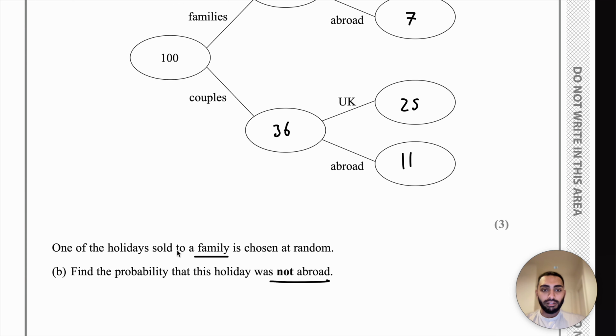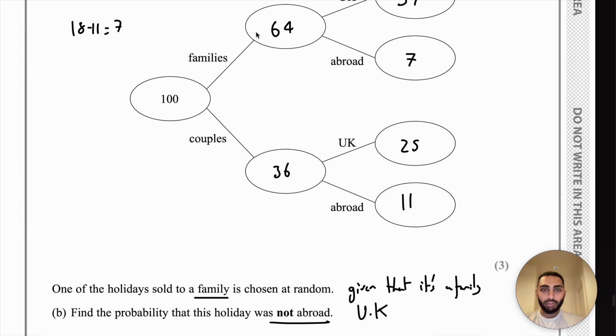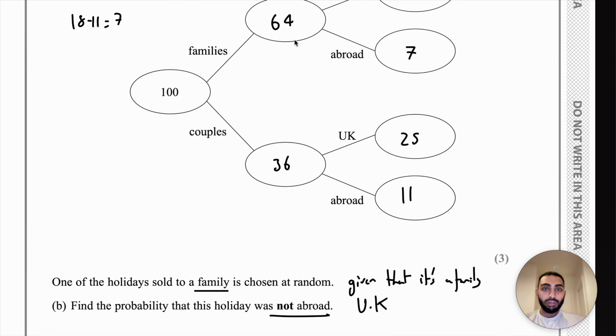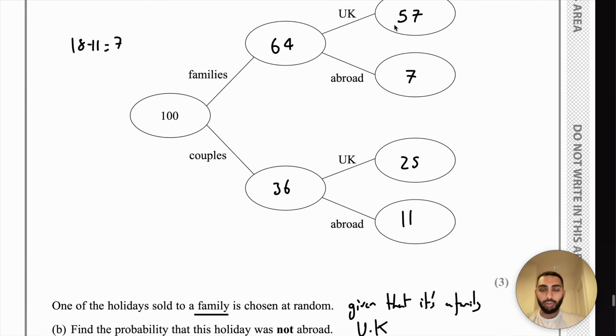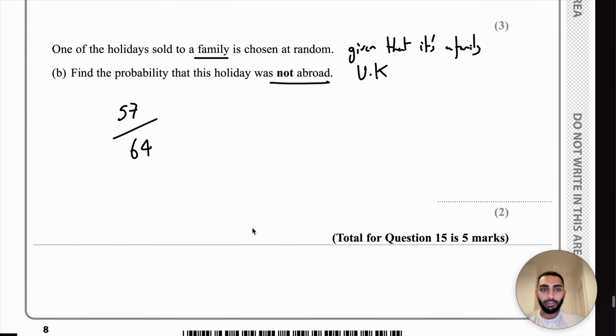So the first thing that I can see, this is a given question. So I'm looking for the holidays that are sold to a family. So given that it's a family. And then the second part says, find the probability that this holiday was not abroad. So I'm trying to find the holidays that are in the UK. So I'm going to first do my denominator. Because it's sold to a family, my denominator will be 64. We're choosing one of the family's holiday, and then we want the UK holidays, so we want 57. So that would be 57 out of 64.